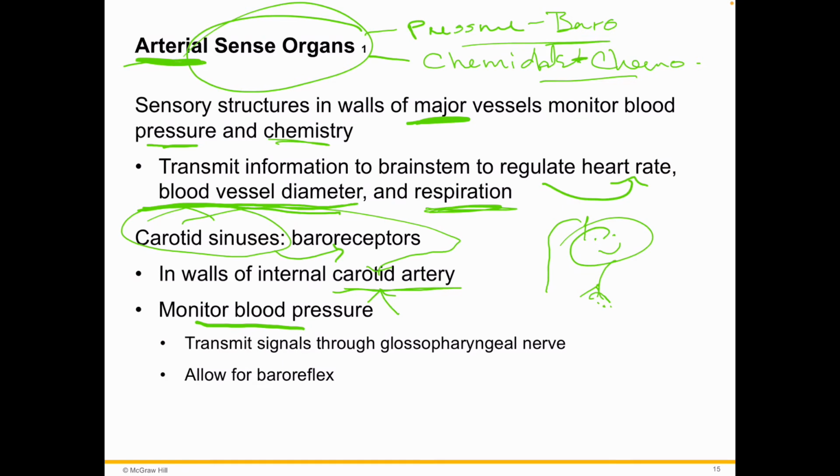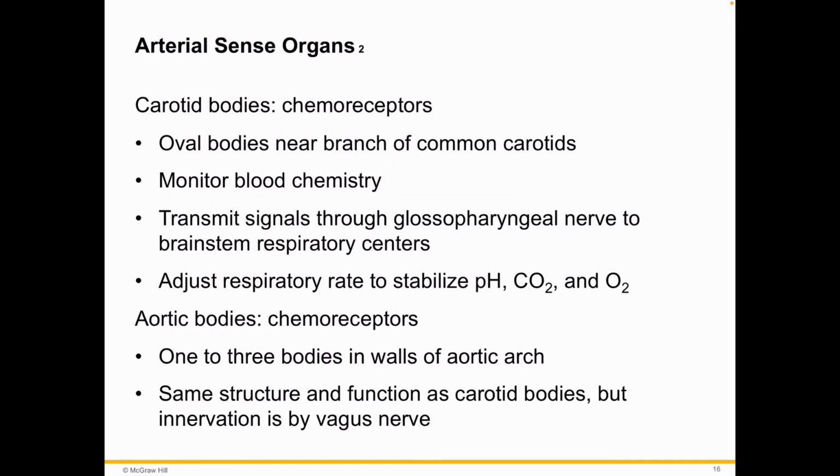Anyway, it allows for what's called, you guessed it, the baroreflex. This can be an important thing, and we will talk about it in just a little bit, especially as it pertains to things like antihistamines. Within the carotid artery, you have the carotid bodies, which are the chemoreceptors. They're interesting because they're little ovals near some of the common carotids.